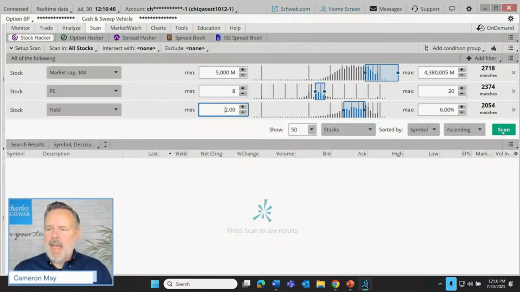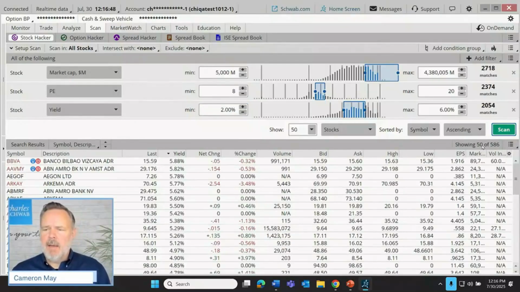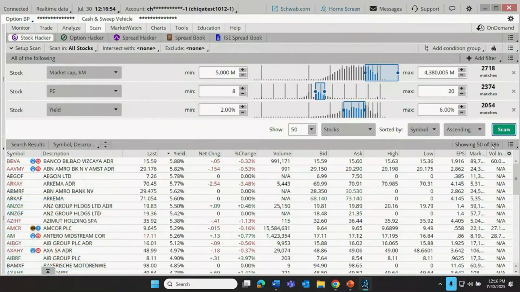So if we run a scan now, let me just click scan. Let's see how many companies meet all three. Looks like we're seeing the top 50, and these are just in alphabetical order. I don't mean to say they're the best 50, just happen to be the first 50. Out of 586, we've narrowed the field from nearly 12,000 companies to about 586 that are paying a yield between 2 and 6% currently. They have a PE ratio between 8 and 20, and they are a mid-cap or larger company.